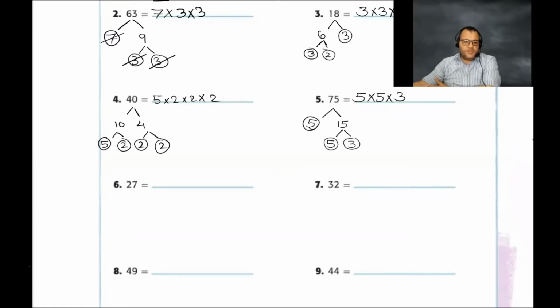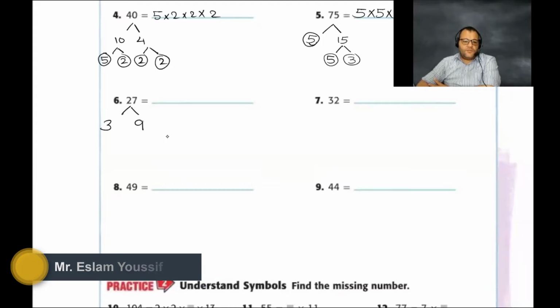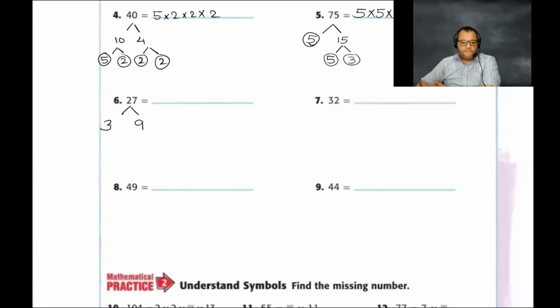Yes, question number 6. So 3 and 9. Circle 3. Is 3 a prime or composite? Prime, circle it. Okay. 9 is 3 and 3. So circle them. So it will be 3 times 3 times 3. Perfect. Okay, so who can solve with me the second one?